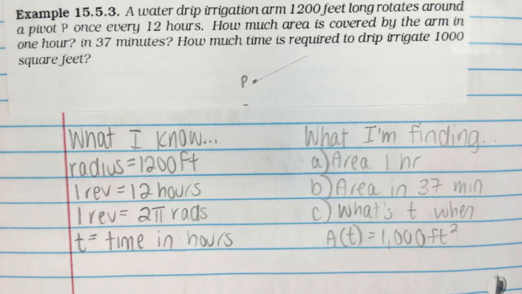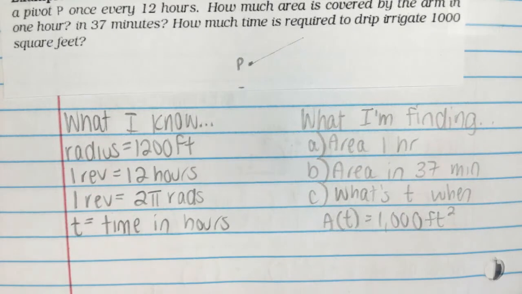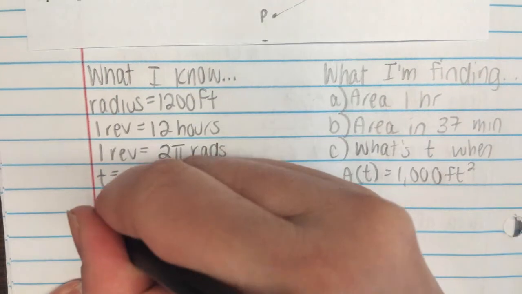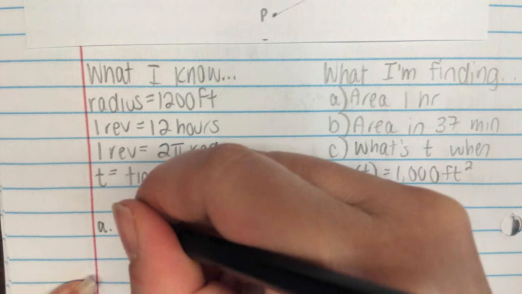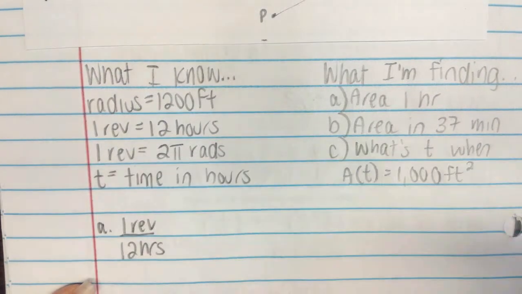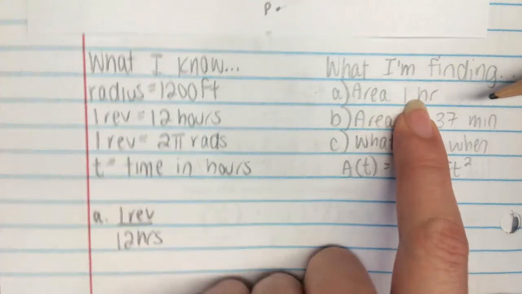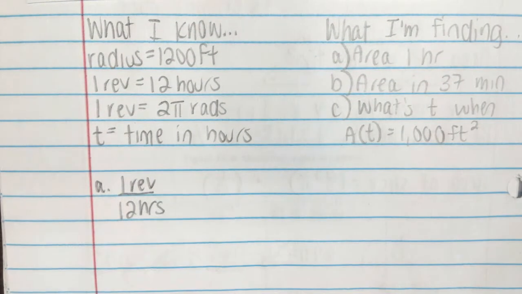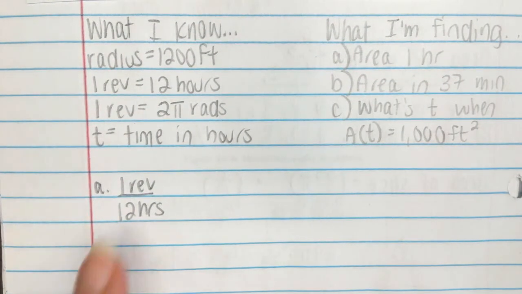So if we're wanting to get started, this is going to bring us back to Unit 2, unit conversions, okay? We always want to start with the information that we know, and we need to consider where we want to end. So where am I starting? Well, I know that this thing does 1 revolution every 12 hours. I know that, right? Because I'm trying to figure out the area after 1 hour, right? So I'm just going to at least start with 1 revolution in 12 hours.